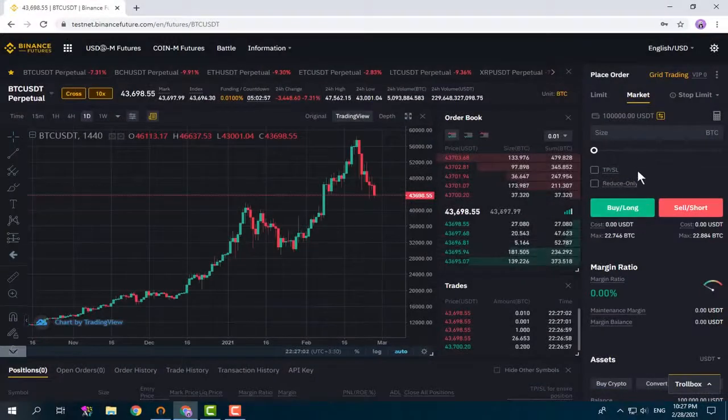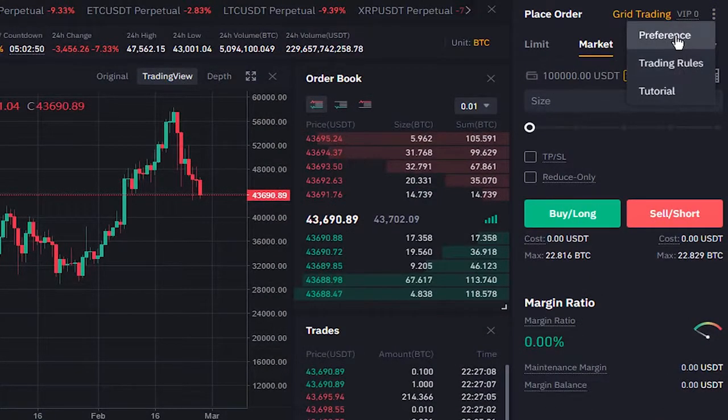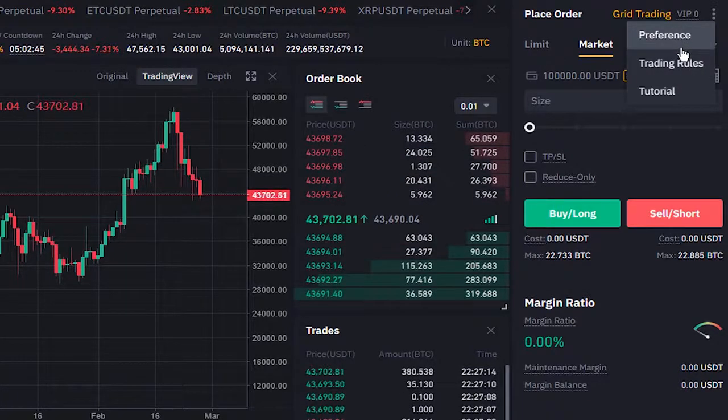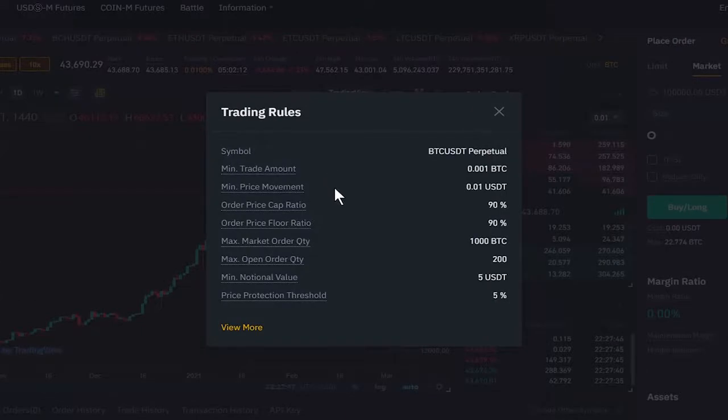Alright, before starting to place orders, here we have trading rules and also some important settings that I must explain. First, let's check the trading rules. Here it shows the trading rules on Binance. For example, the minimum trade amount is 0.001 BTC, or the maximum market order quantity is 1000 BTC, or you cannot have more than 200 open orders on Binance Futures. You can study the rest of the rules later.